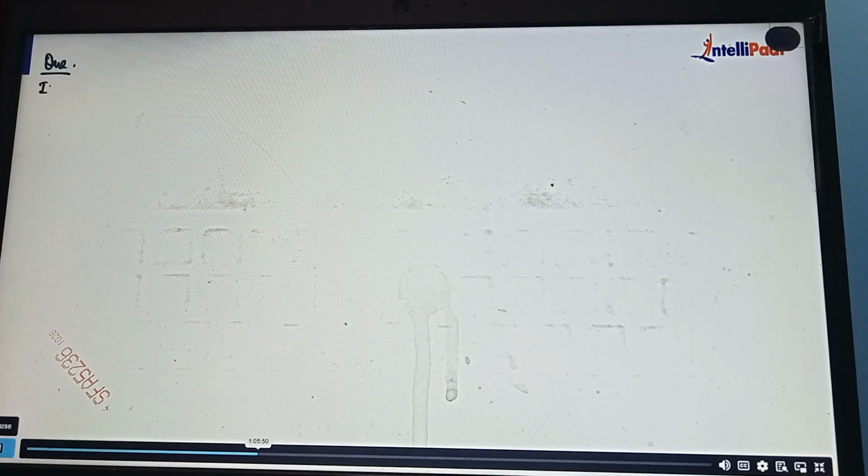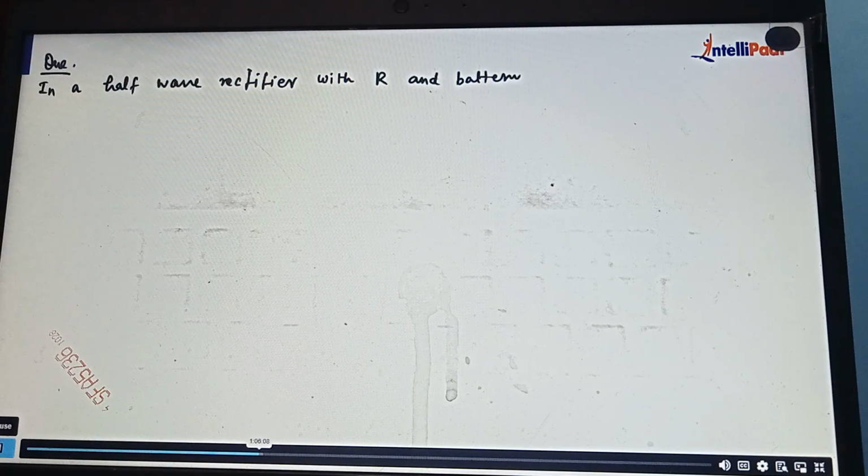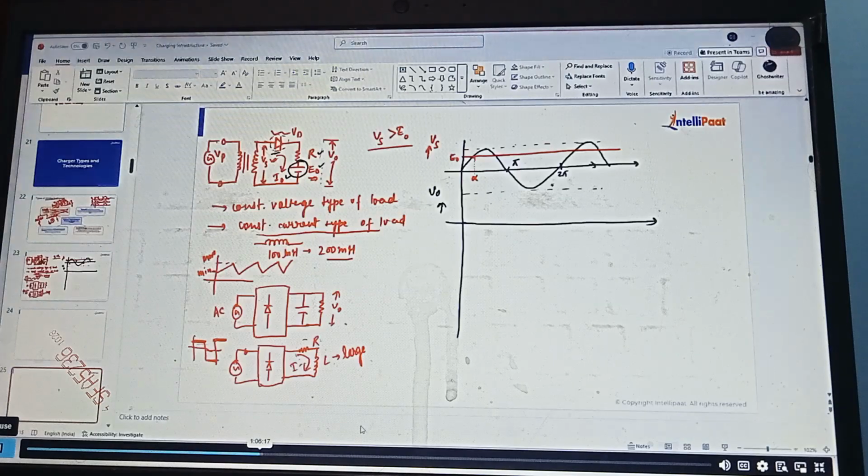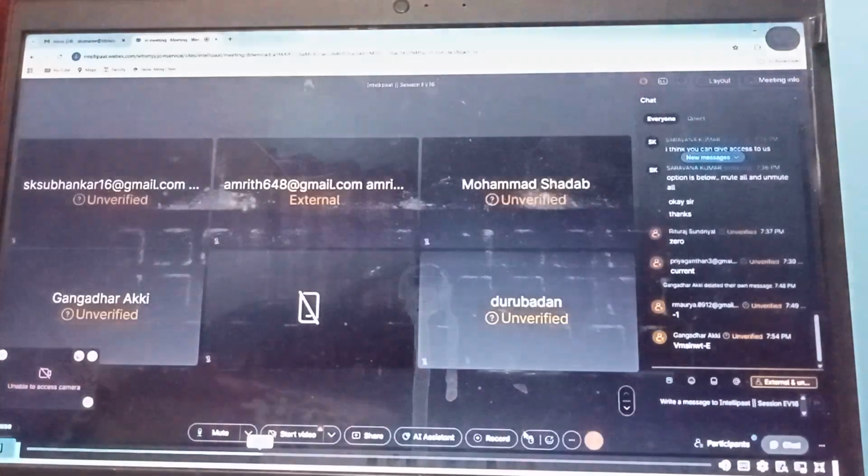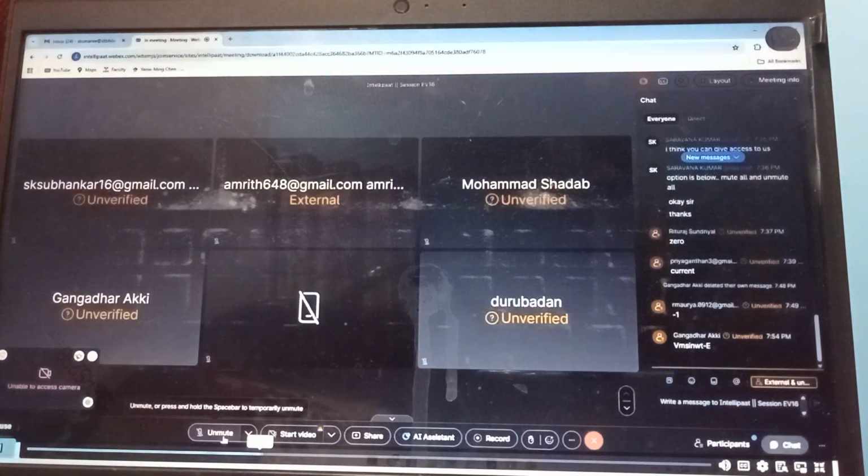So in a half wave rectifier with R and battery. Just hold on, just 1 second. This is an important call which I have to take.